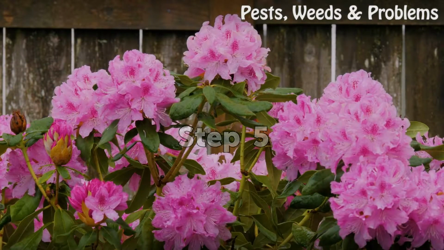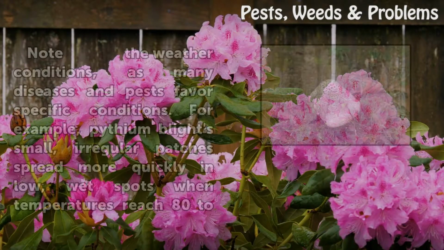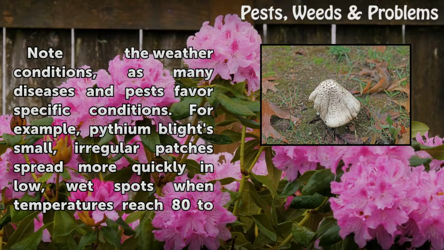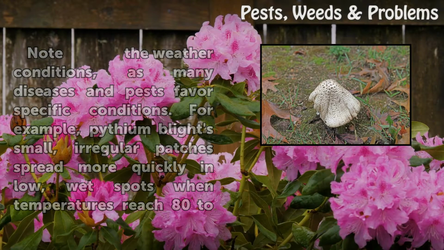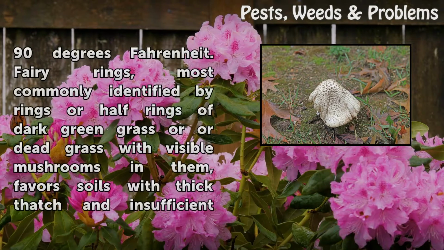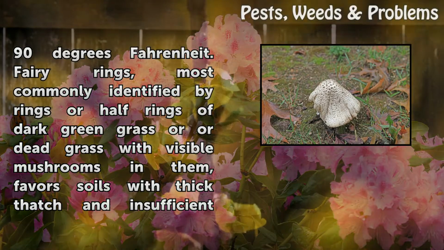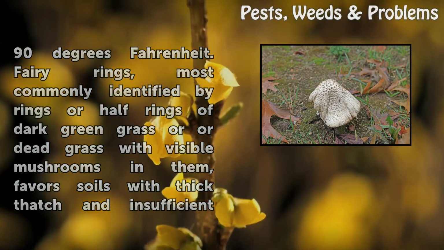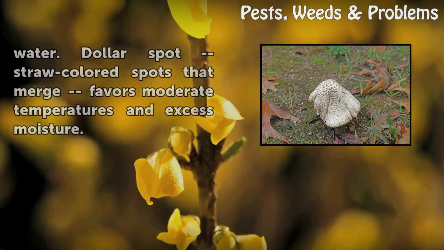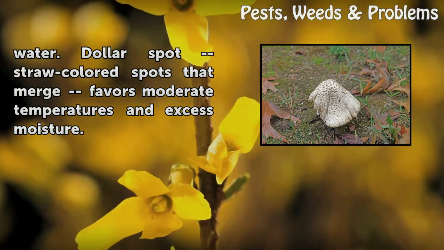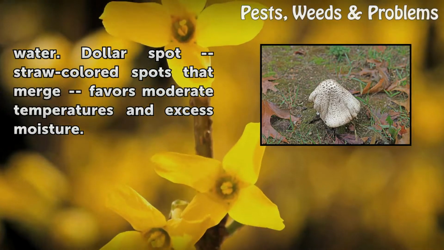Step 5. Note the weather conditions, as many diseases and pests favor specific conditions. For example, Pythium blight, small, irregular patches, spreads more quickly in low, wet spots when temperatures reach 80 to 90 degrees Fahrenheit. Fairy rings, most commonly identified by rings or half rings of dark green grass or dead grass with visible mushrooms in them, favor soils with thick thatch and insufficient water. Dollar spots, straw-colored spots that merge, favor moderate temperatures and excess moisture.